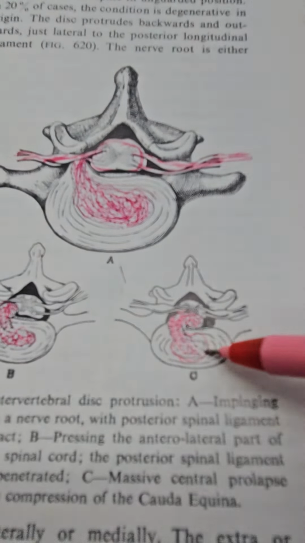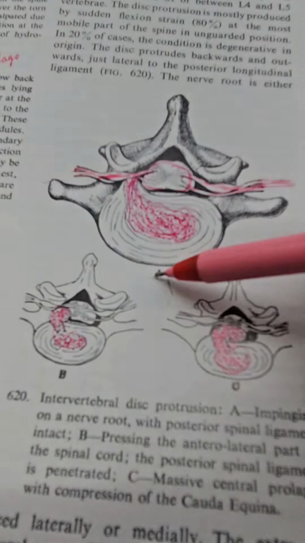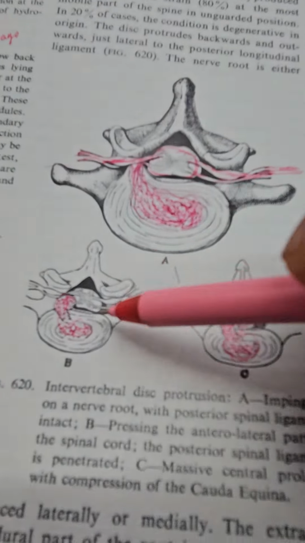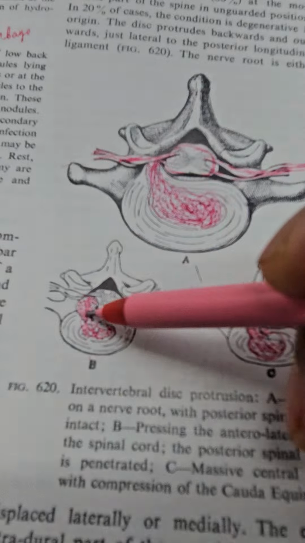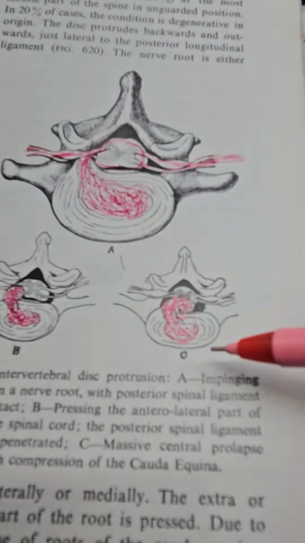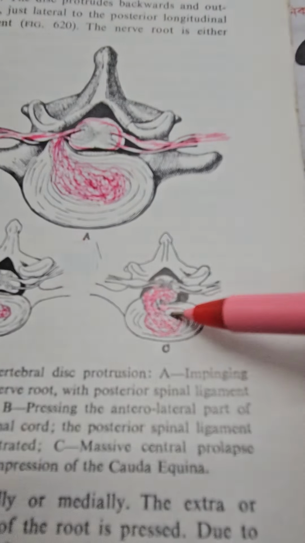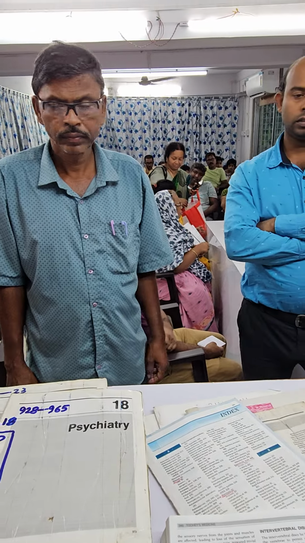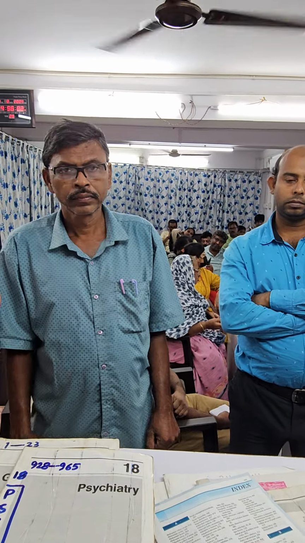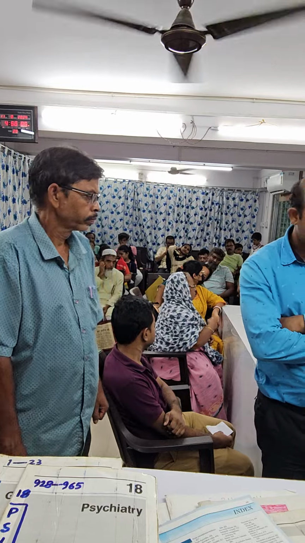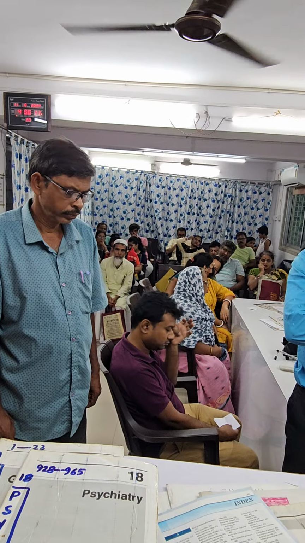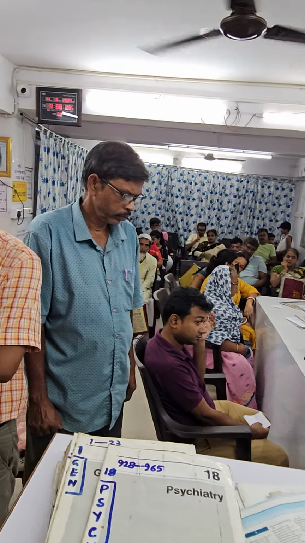So this is picture A, beginning of discharging of the pulp from the intervertebral disc. B, more quantity of pulp is emerging out from the intervertebral disc. And C, more pulp is going out and the pain occurs. So the symptom complex characterized by the acute pain in the lumbar region, in the gluteal region, in the posterior part of the thigh, in the calf muscles, etc. So this is the mechanism of sciatica.